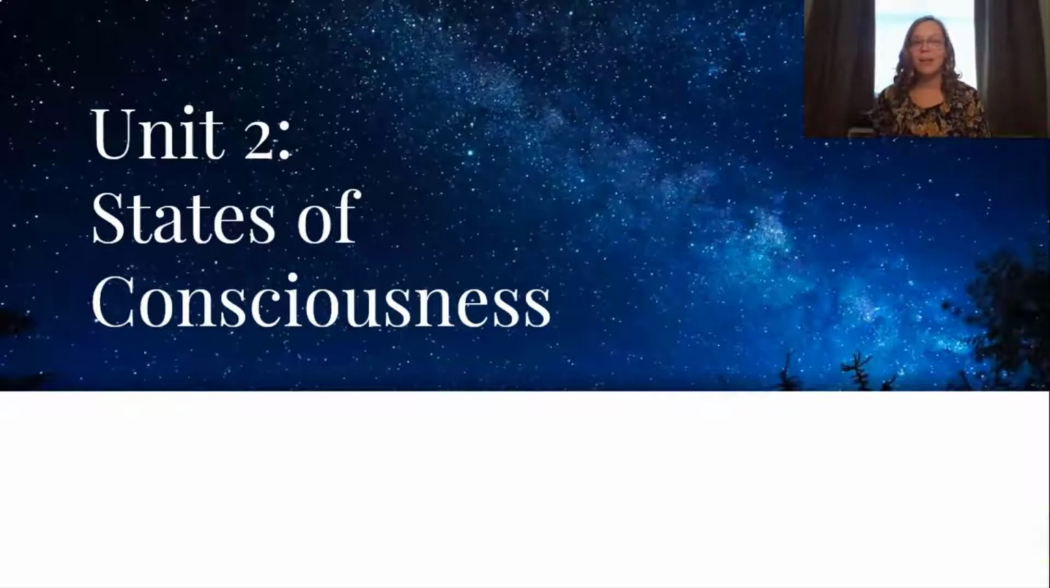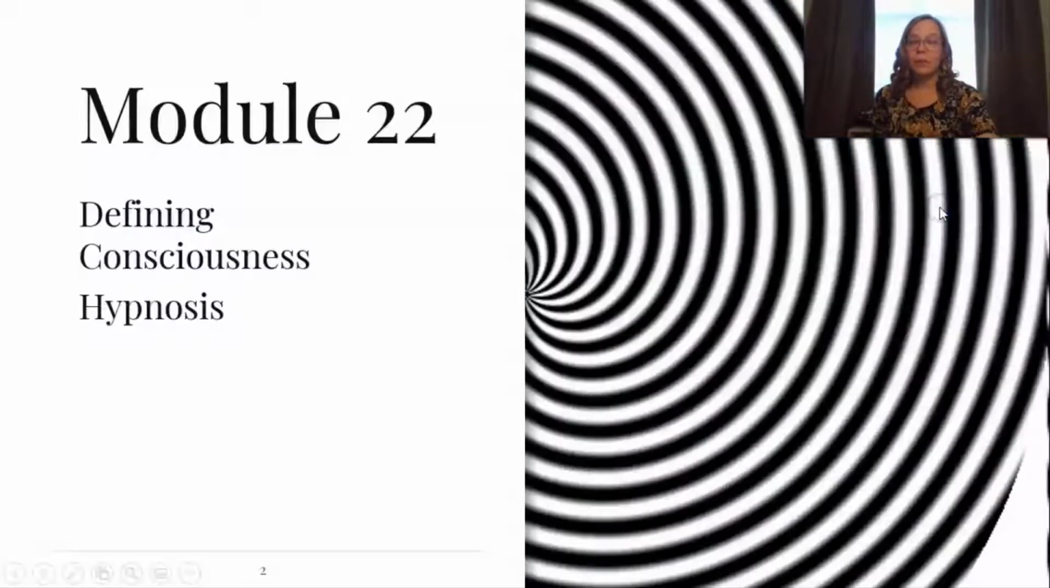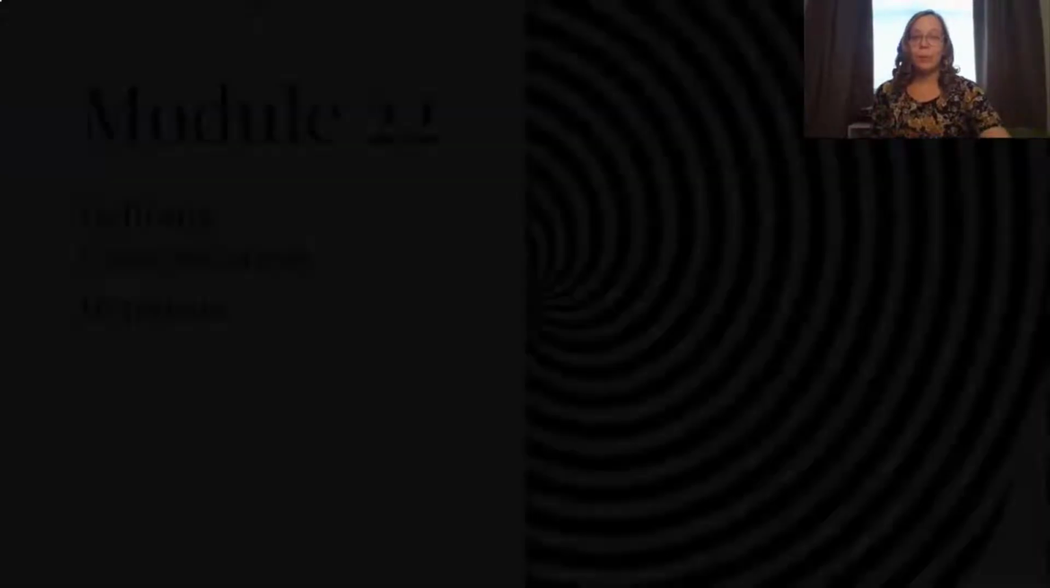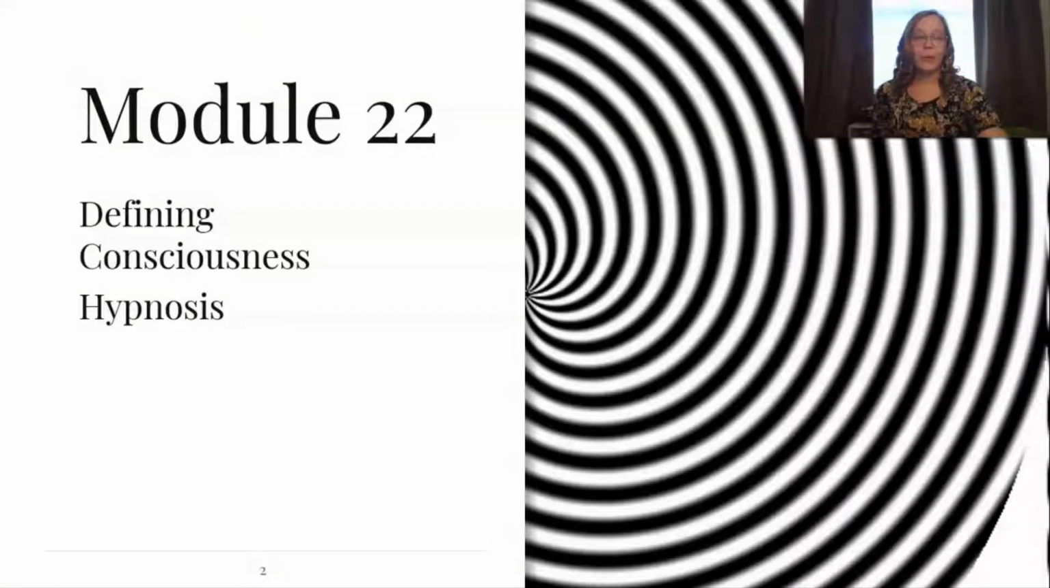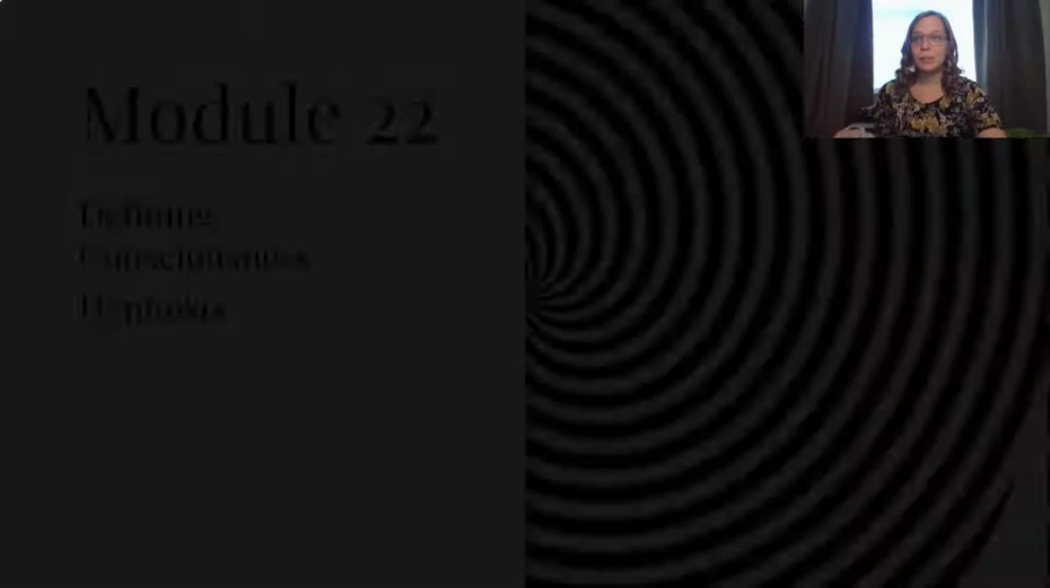This is on Unit 2's section on states of consciousness. So this set of notes is going to cover Module 22. We're going to talk briefly about what consciousness is. We will touch on hypnosis, although that is not on the AP test anymore, but I like to touch on it because it is in your textbook.